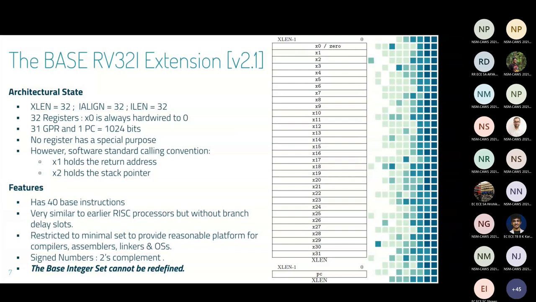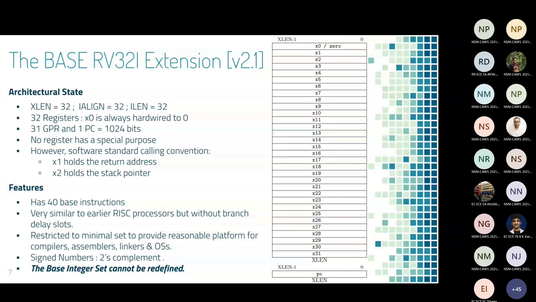So architectural state typically defines the user-visible data storage elements that are accessible, right? So as a software user, the one who's writing the program, what do I have access to? So we have access to 32 registers, of which the 0th register, that is X0, is hardwired to 0. Okay. All the other 31 registers are general purpose. We do not assign any special functionality to any of the registers. The stack pointer, thread pointer, they can all be part of your software. The specification does not mandate any particular functionality for any registers.